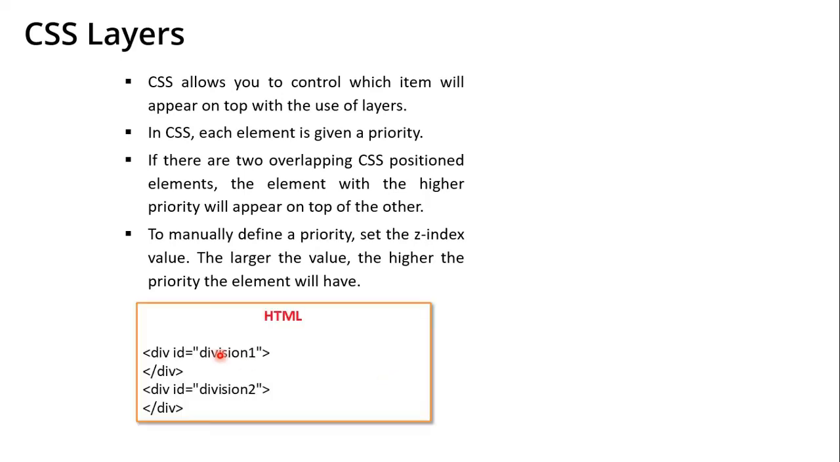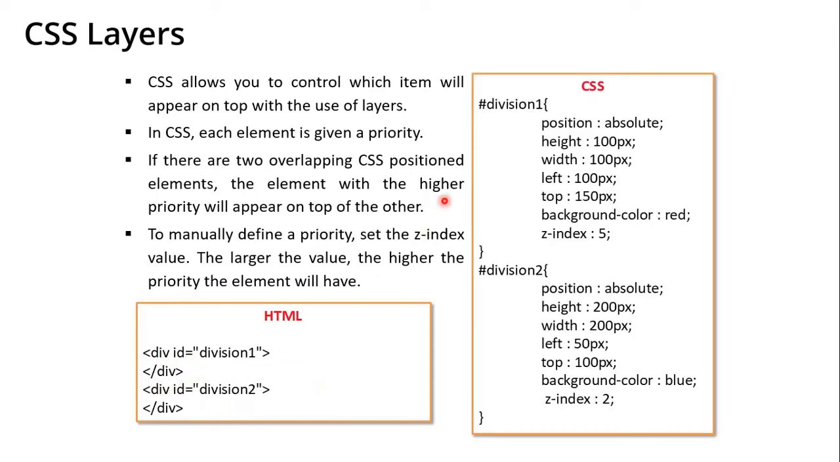So here we have a division. We are dividing the page into portions: division ID division 1, and here we have division 2. See here in division 1 we have position absolute, height, width, left, top, background color red, and z-index is 5. Remember this z-index: if the value of z-index is higher, then it has higher priority, and if the value is lower, then it has lower priority.